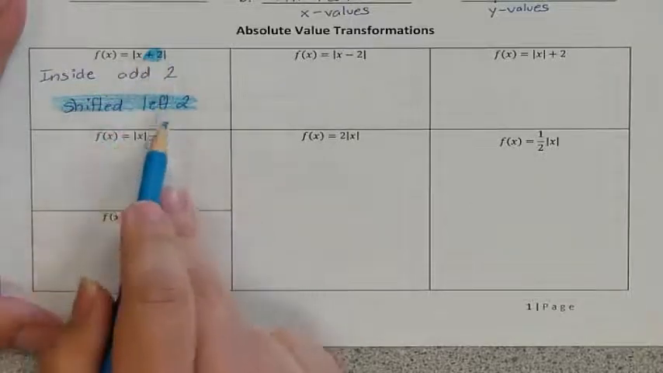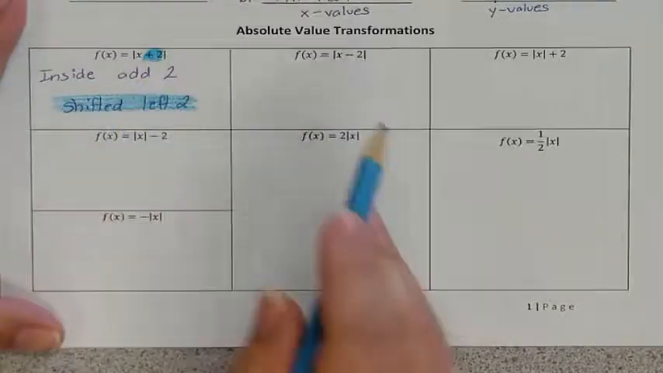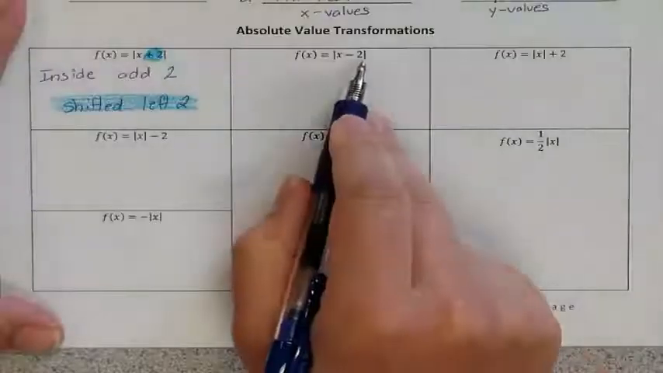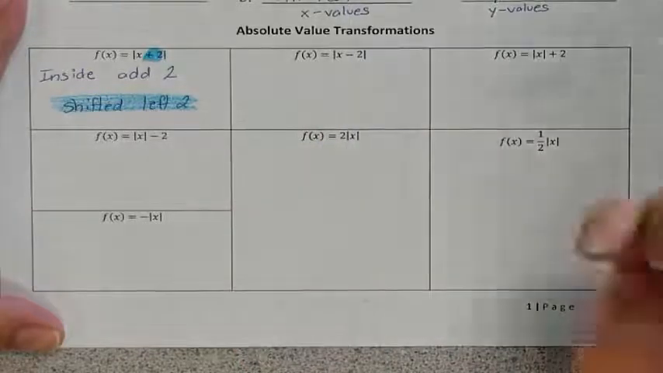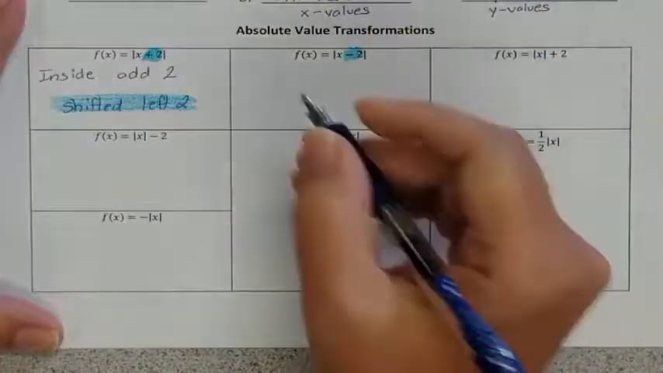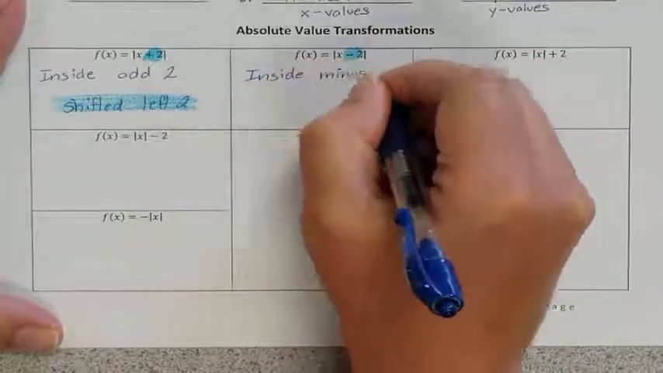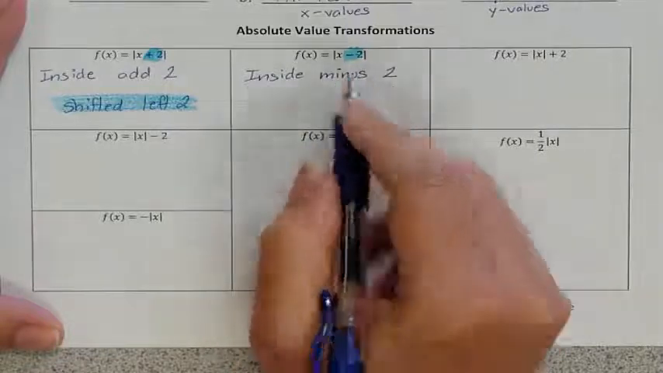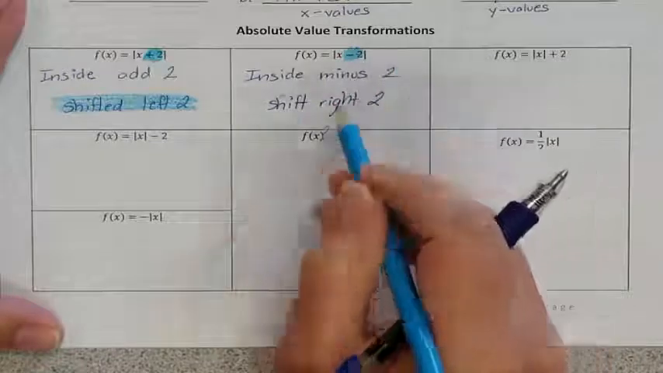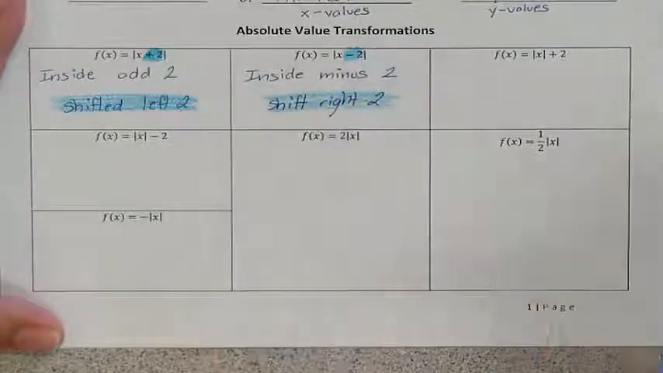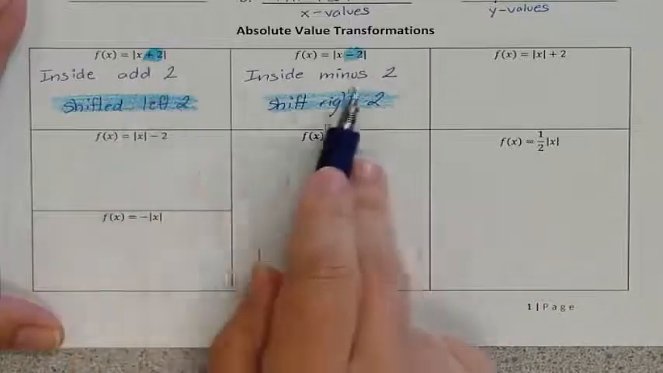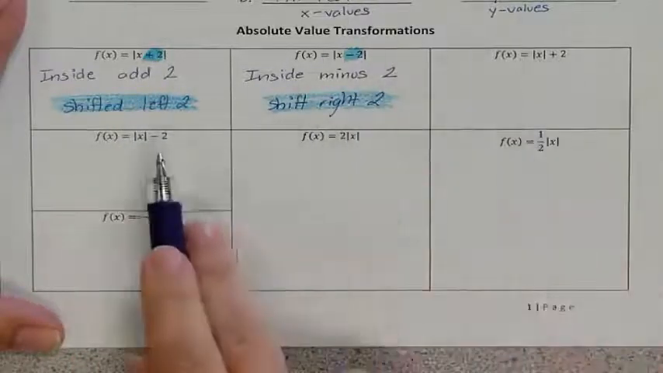Well, if adding 2 told us to go to the left 2, what does a minus 2 do? The minus 2 told us to go to the right 2. So I identify that on the inside, I saw this minus 2, and I know that the inside minus 2 told me to shift right 2. So if it was inside the absolute value, it told us to move left or right. Now what if it was outside the absolute value?